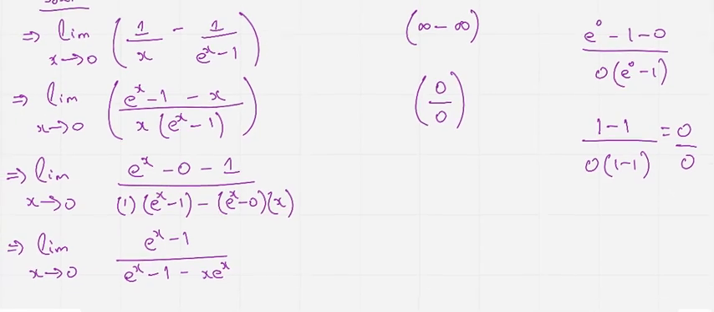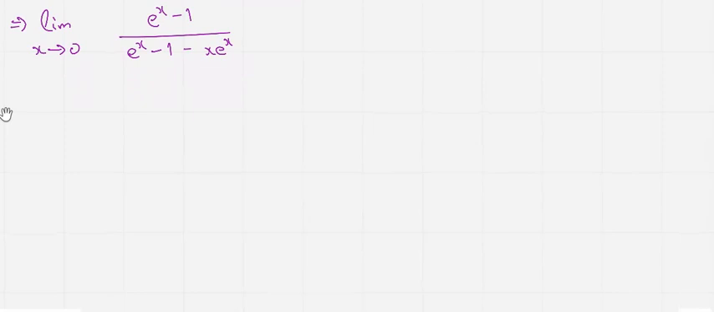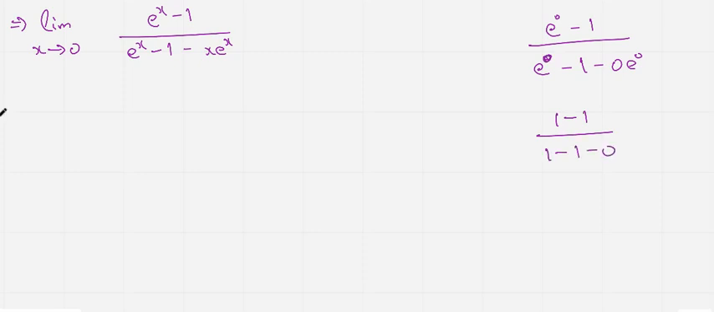Once I apply the limit now on this type, let's see what I'm going to get. It is e power 0 minus 1 upon e power 0 minus 1 minus 0 times e power 0. So we are getting 1 minus 1 upon 1 minus 1 minus 0. So still I'm getting this form, still it is indeterminate. Okay, no issue. Let's differentiate numerator and denominator once again. We have to keep on going.